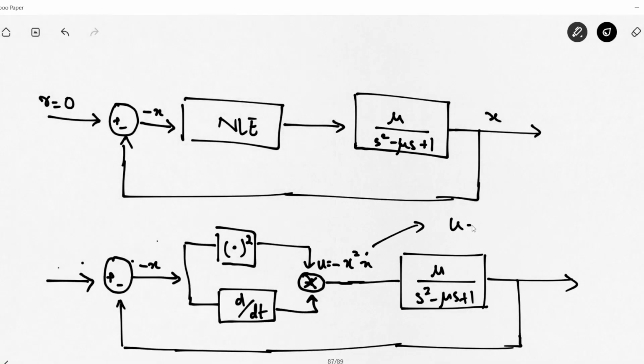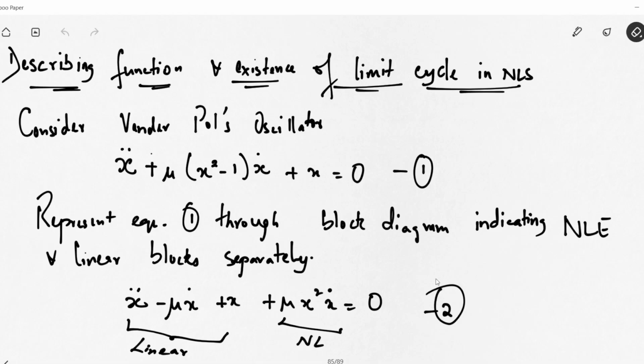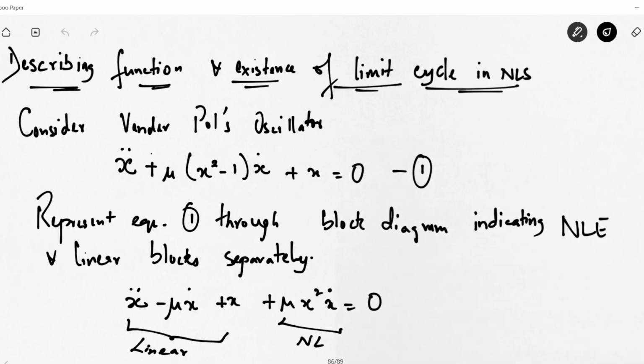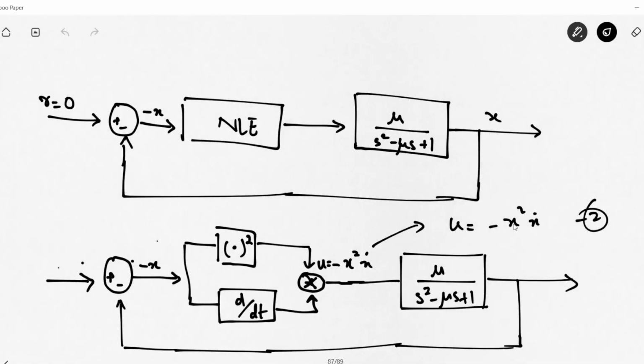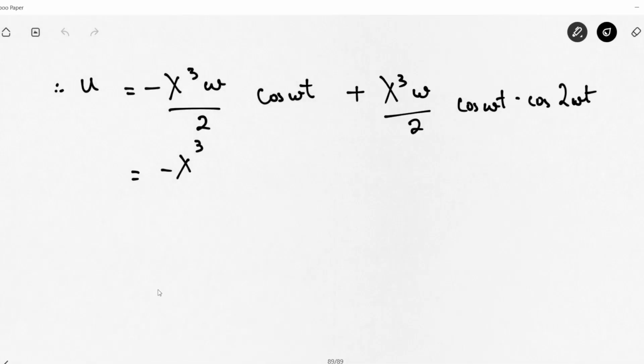From here u is equal to minus x square x dot. This is our equation number 2. So we are substituting 3 and 4 in equation number 2, that is u equal to minus x square x dot. So we are getting minus X omega cos of omega t into X square sine square omega t, minus X cube omega by 2, 1 minus cos 2 omega t, and cos of omega t, so we are getting this.